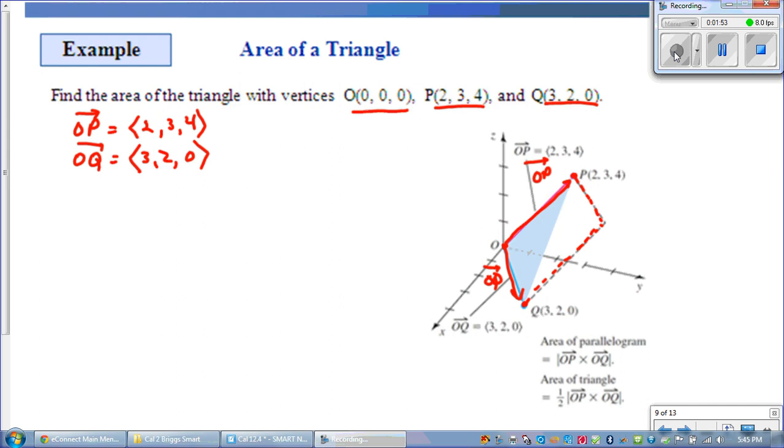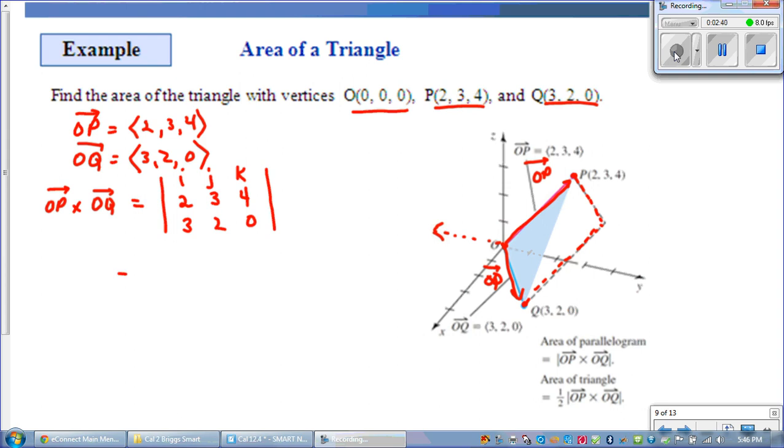Okay, so now let's find OP cross OQ. That cross product will give us actually a vector that's perpendicular to the plane, but its magnitude will be the area of that parallelogram. So we can get the magnitude once we get this vector and then take half of that. So for the cross product, if you have two vectors in R3, you put i, j, k in the first row, the first vector's components in the second row, and the second vector's components in the third row.